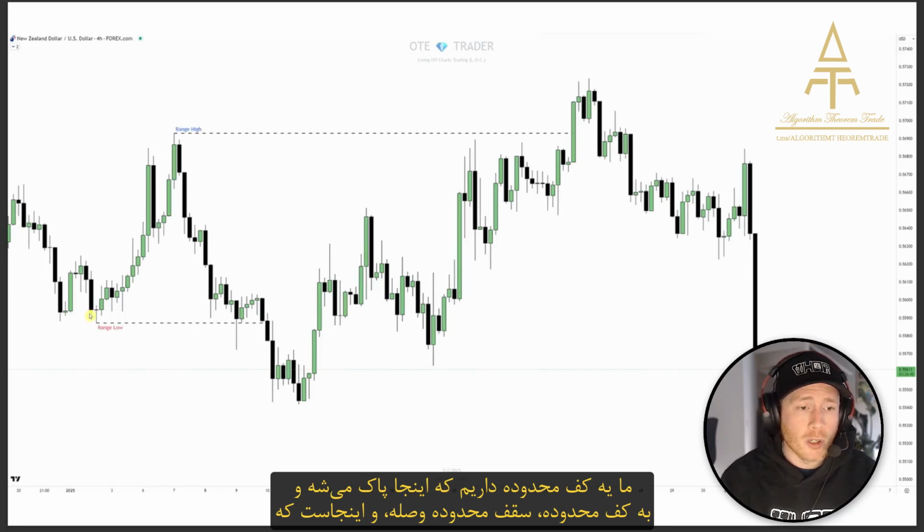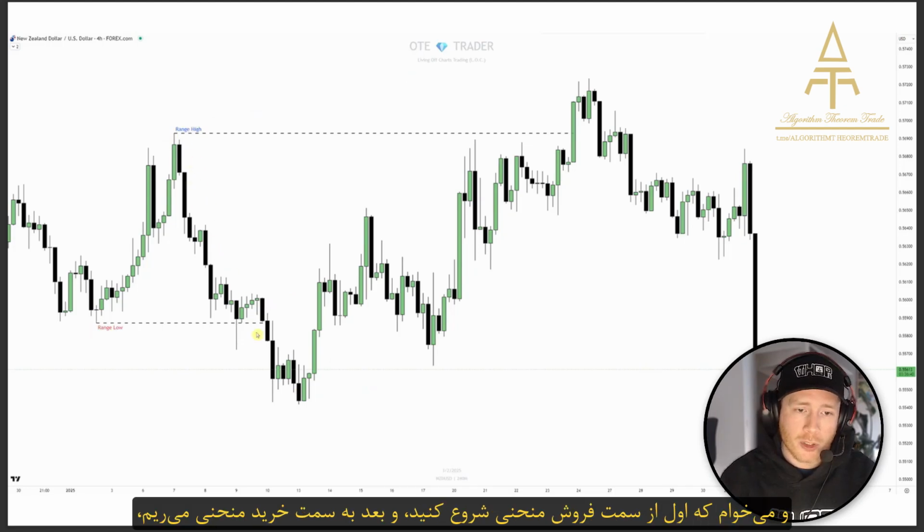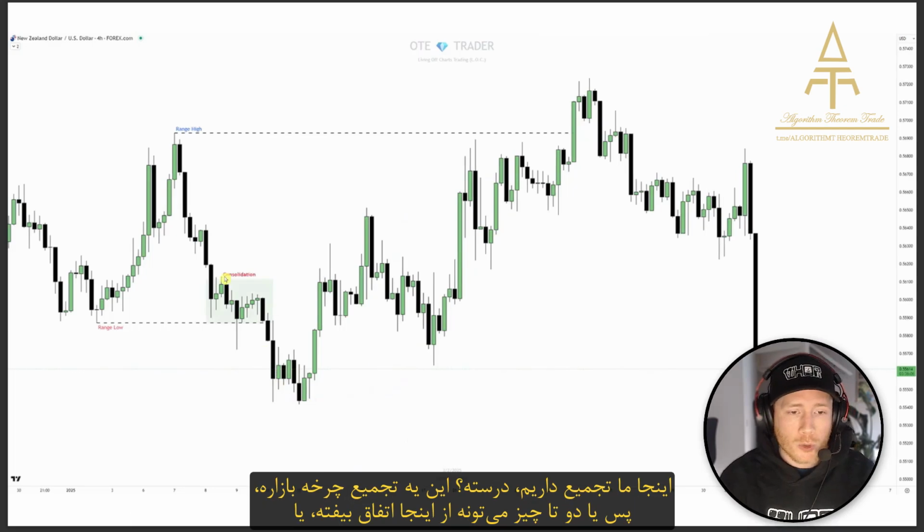We've got a range low being purged here, and attached to the range low is the range high, and this is where we want to pair up the sell stops to the buy stops. Can you spot a couple of cycles? And I want you to start on the sell side of the curve first, and then we're going to go to the buy side of the curve. Over here we've got consolidation, right?